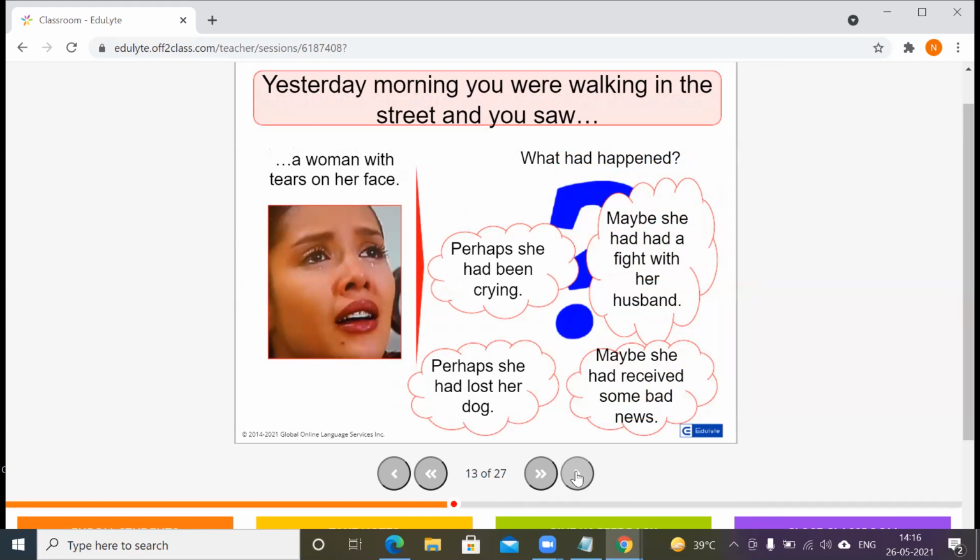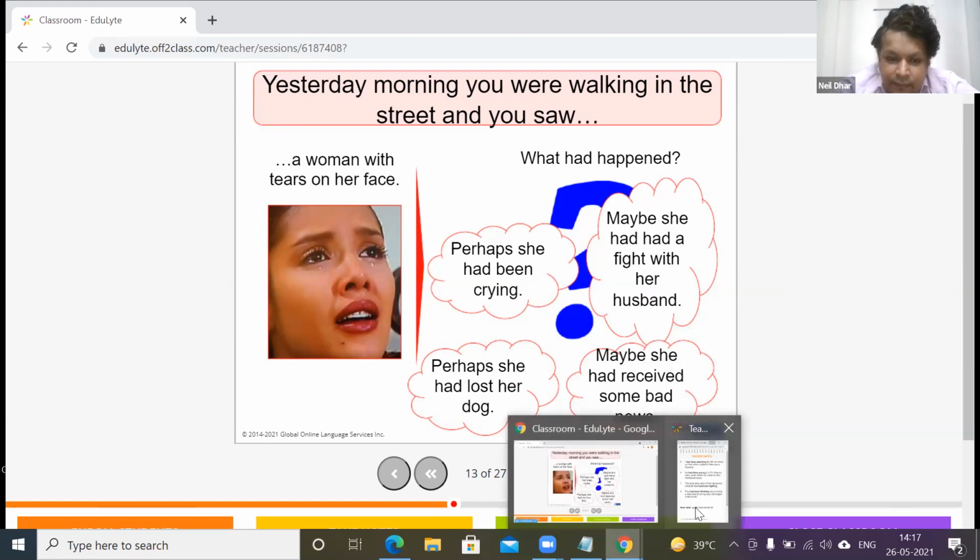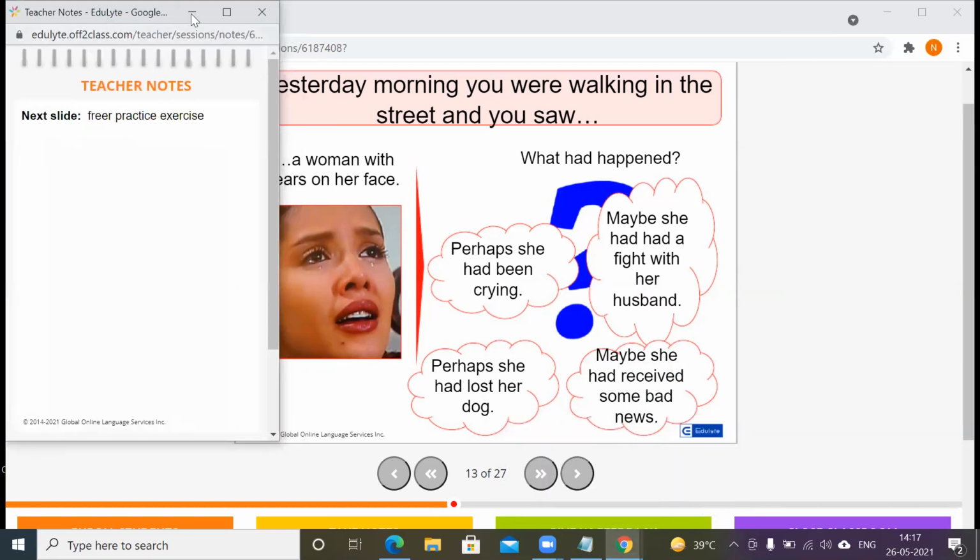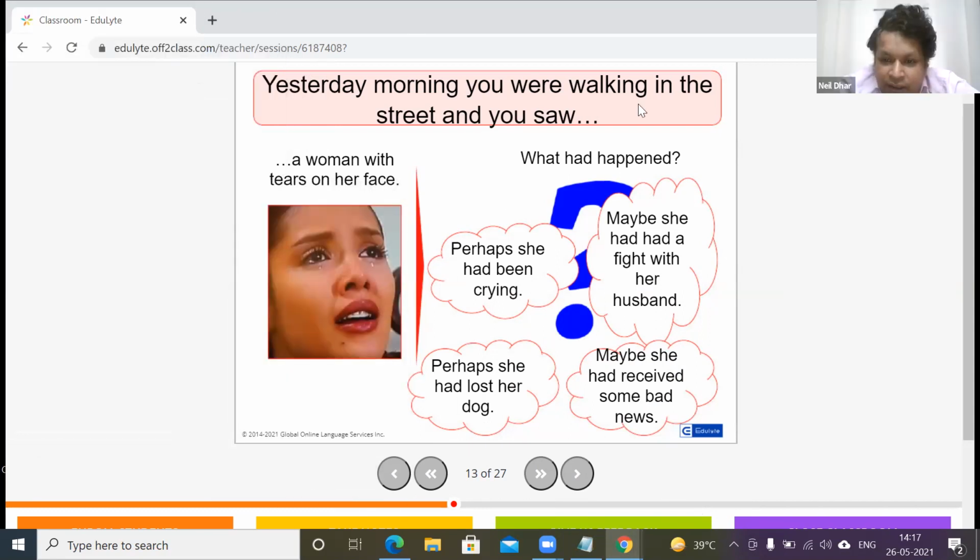Yesterday morning, you were walking in the street and you saw a woman with tears on her face. What had happened? Perhaps she had been crying. Maybe she had a fight with her husband. Perhaps she had lost her dog. Maybe she had received some bad news. Which one do you think would be the most appropriate, because you just saw a woman crying? Maybe she had a fight with her husband. Okay. So why would someone have tears? Is it not because they would be crying? Maybe she is sad. All these are possible.